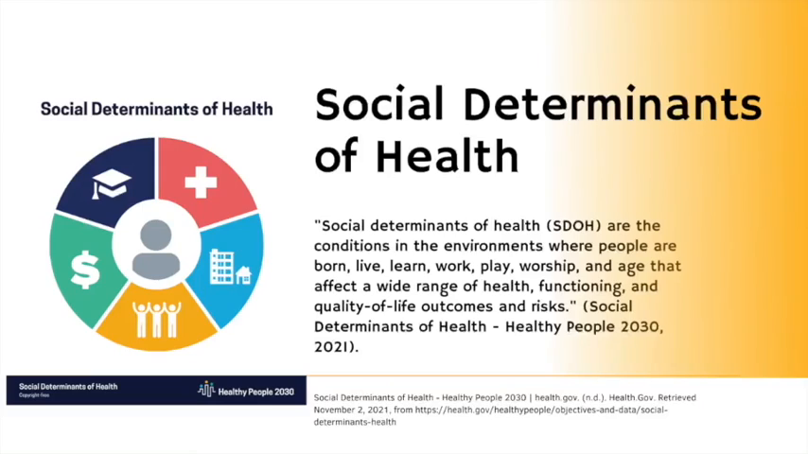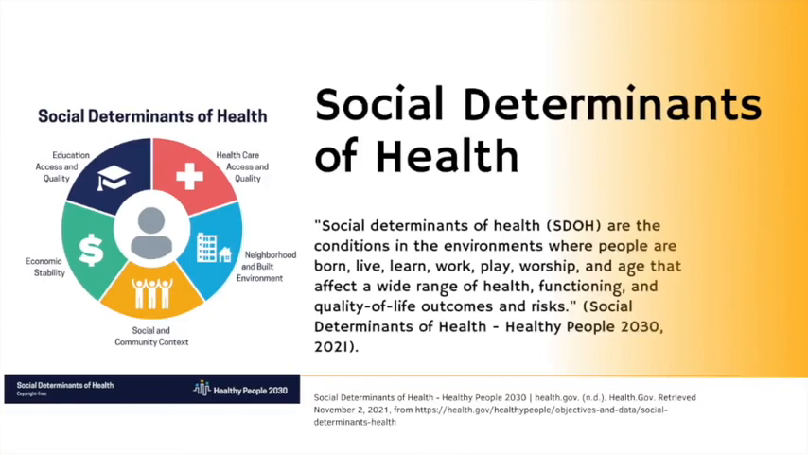According to Healthy People 2030, quote, social determinants of health, SDOH, are the conditions in the environments where people are born, live, learn, work, play, worship, and age that affect a wide range of health, functioning, and quality of life outcomes and risks, end quote.